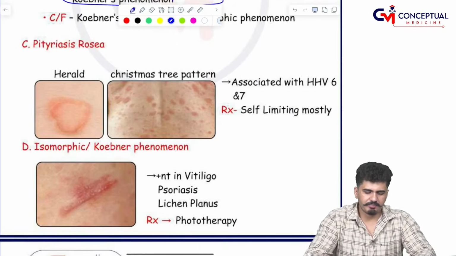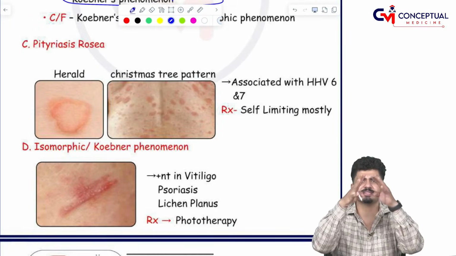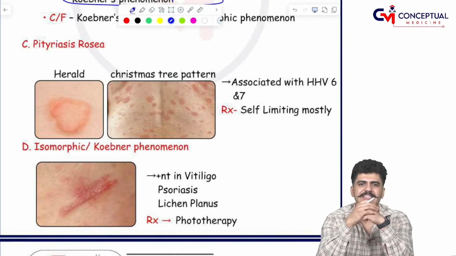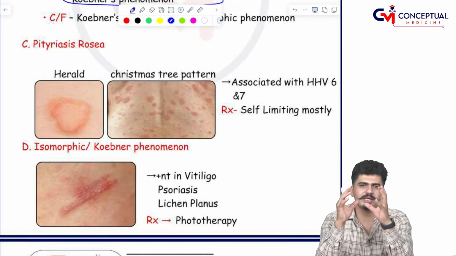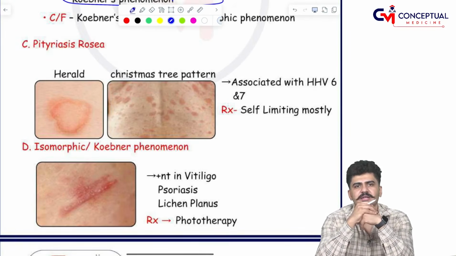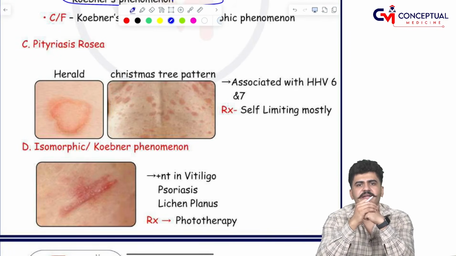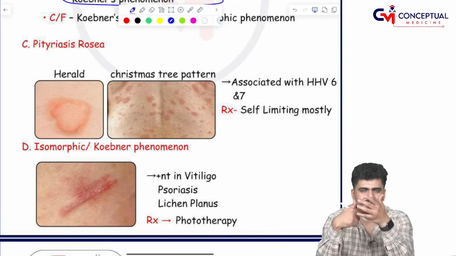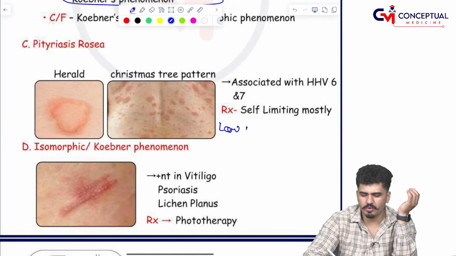Now coming to pityriasis rosea, herald patch which is arranged in such a pattern. This is called Christmas tree pattern. Usually a self-limiting condition. This condition is self-limiting, my dear friends, and if it is not getting relief, we will use a low dose steroid.